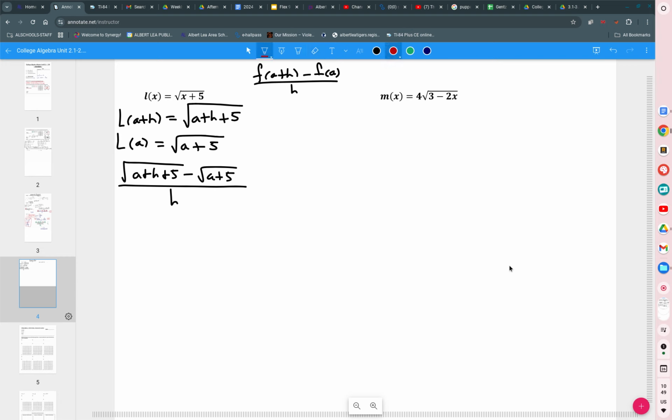So let's do that. The conjugate will be the square root of a plus h plus 5, and instead of a minus, it'll be a plus, the square root of a plus 5. The conjugate, the changing of the ending.